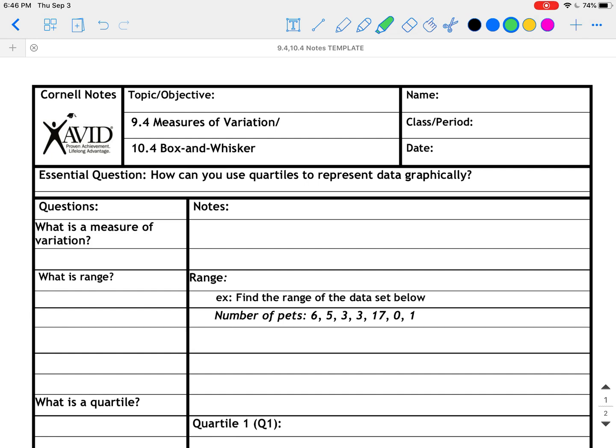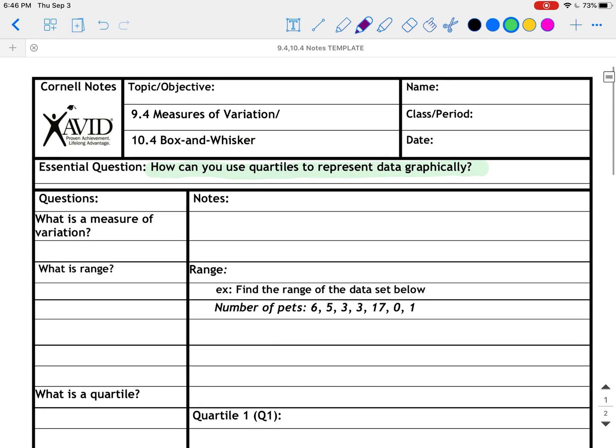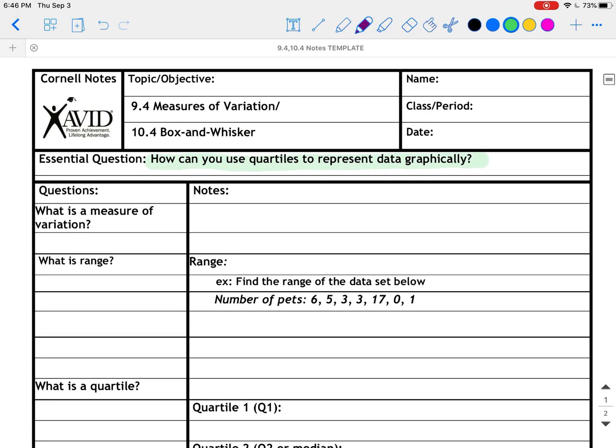All right, so let's get started. Our essential question for today is, how can you use quartiles to represent data graphically? And we're going to talk about that concept here shortly, but first let's begin with one of our main topics for today, which is, what is a measure of variation? A measure of variation is a measure that describes the distribution of a data set. So how is data distributed?